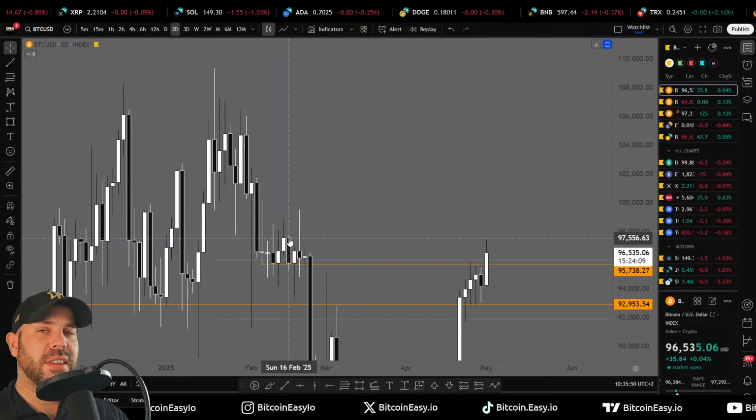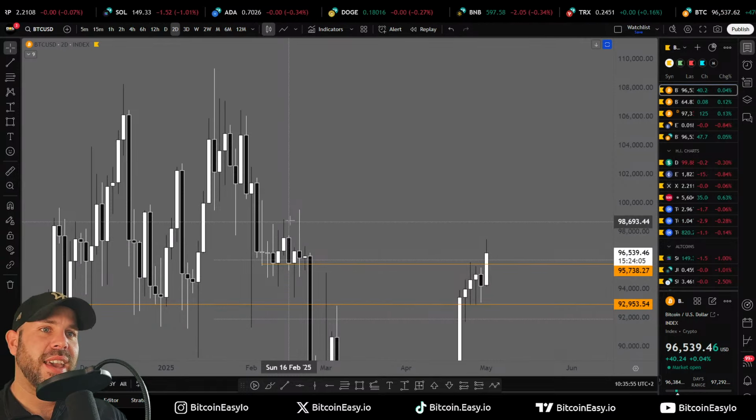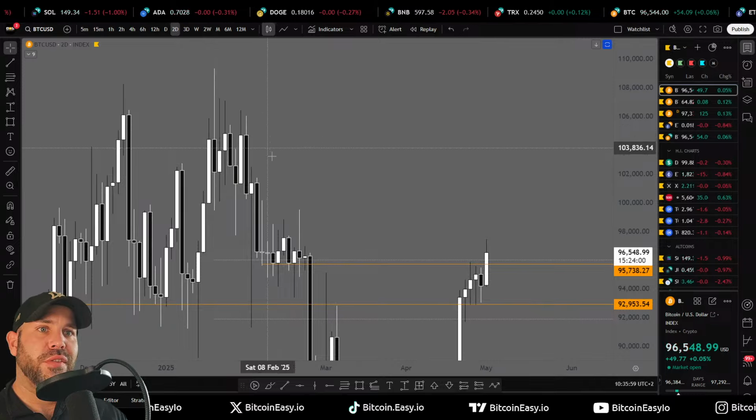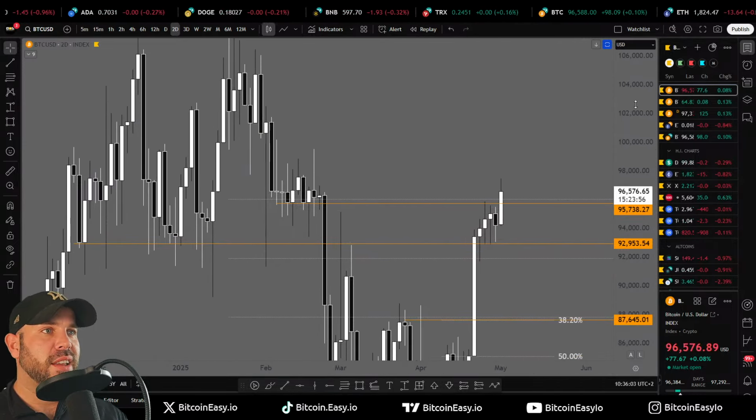And there we can see that's where my prediction came from yesterday, that we're going up towards somewhere between 98 and 100K, which have been the previous range highs after we lost that key level up here. So I'll get into that in the daily chart in a second. There we can see it very clearly.